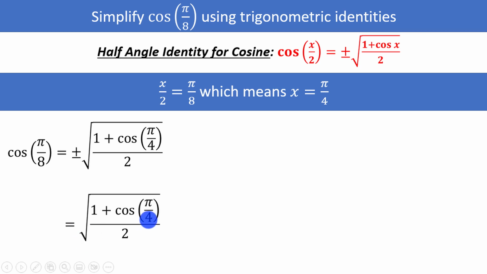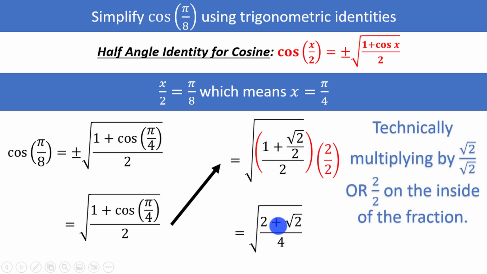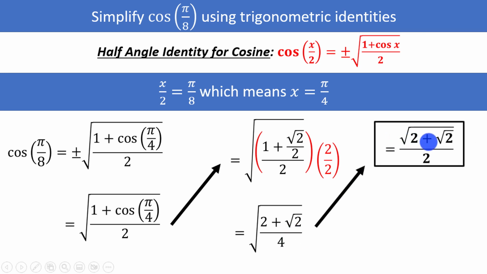Pi over 4 is a commonly known angle on the unit circle, and cosine of pi over 4 is the square root of 2 over 2. If we multiply the numerator and denominator by 2 over 2, we will get 2 plus the square root of 2 over 4. 2 times 1 is equal to 2, and 2 times the square root of 2 over 2 cancels the 2's, which is why we have 2 plus square root 2 in the numerator, and 2 times 2 is equal to 4, which is why we have 4 in the denominator. The square root of 4 is just equal to 2, so we have the square root of 2 plus the square root of 2 divided by 2. This might look a little bit strange, but this is the exact expression for cosine of pi over 8.